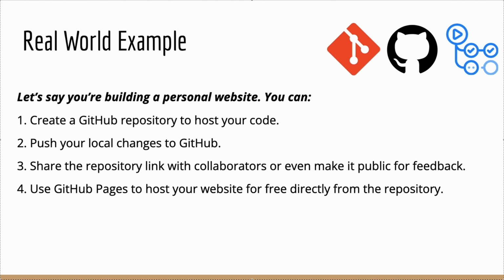So, as an example, let's say you're building a personal website. You can create a GitHub repository to host your code in the GitHub space. You can work on your local machine and then push those changes to your GitHub repository. You can then share the repository link with collaborators or even make it public so that anybody can look at it and provide feedback or even modify it. And you can use GitHub Pages to host your website for free directly from the repository.